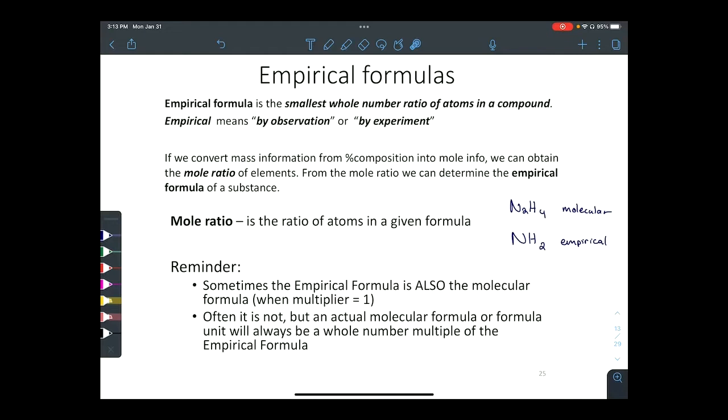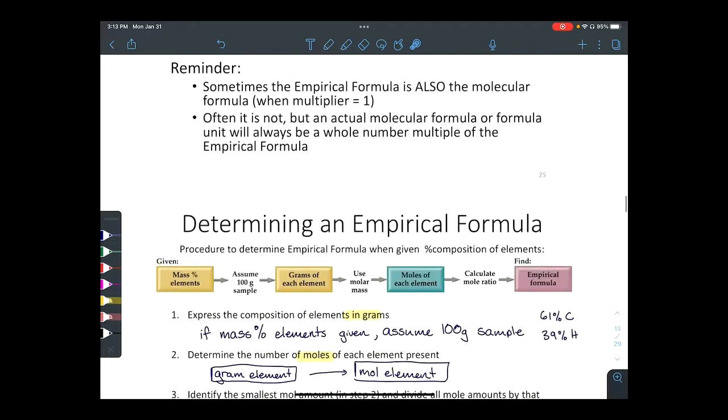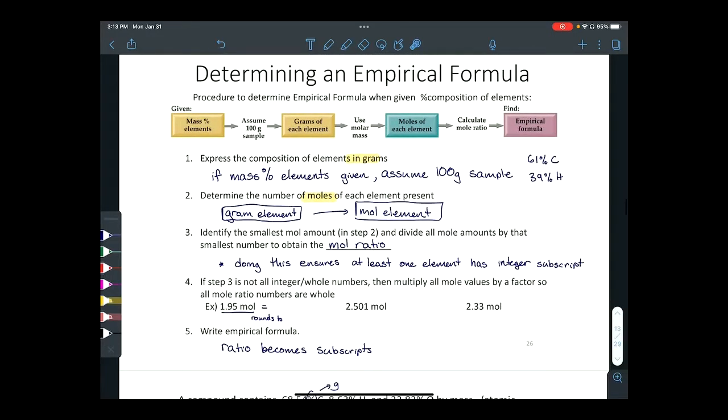We oftentimes need an additional piece of information to get to our molecular formula, but sometimes they're the same if the multiplier is 1. Okay, so when we look at the empirical formula, you see those subscripts there: nitrogen, there's 1 nitrogen, 2 hydrogens. This is our mole ratio. It's telling us the simplest ratio between our atoms. Okay, so I have most of the steps there for you. Here are just some additional tips to determining an empirical formula from percent composition.